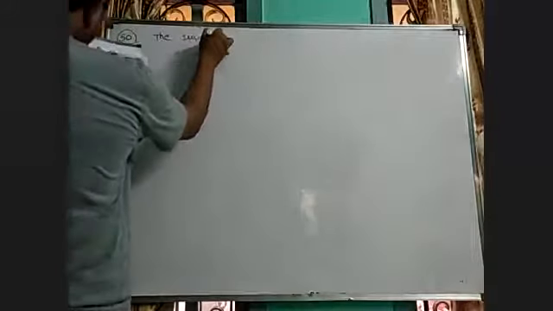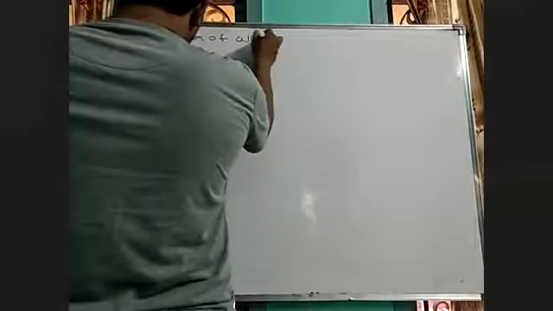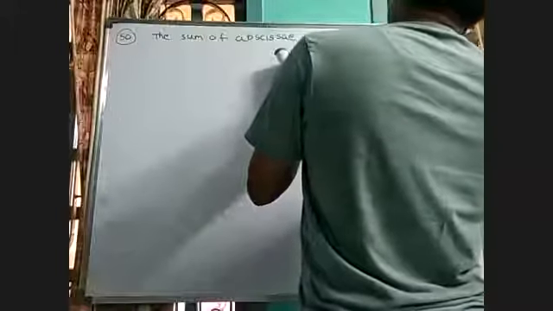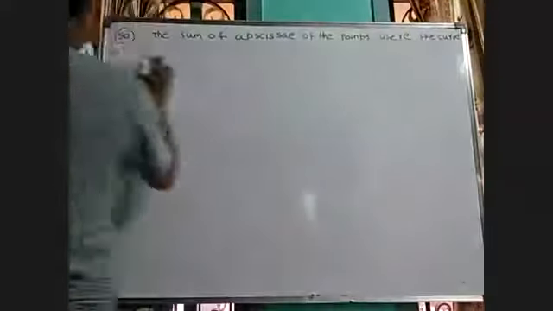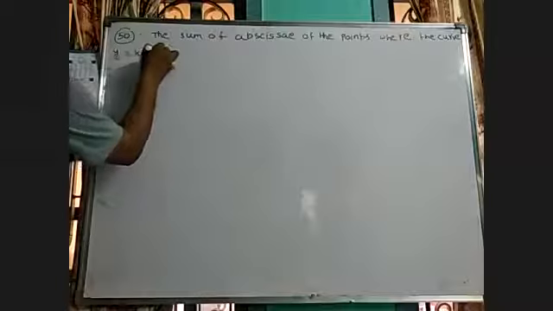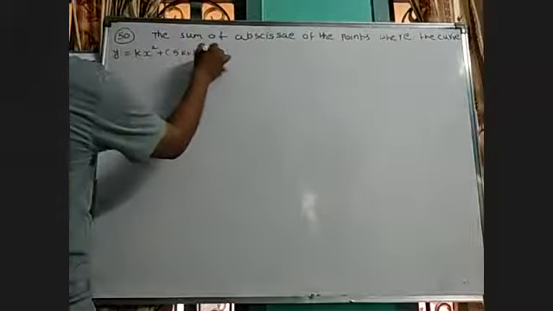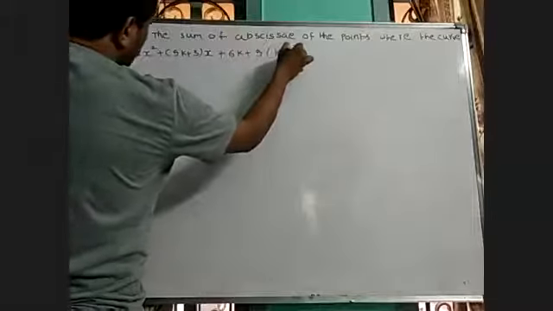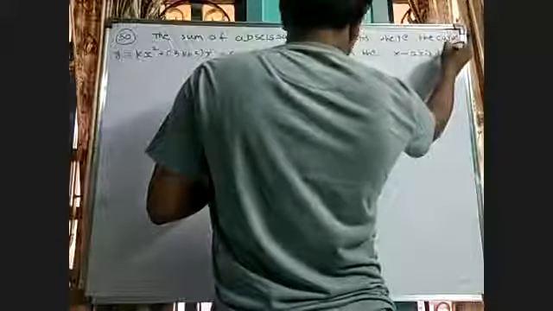Question number 15. The sum of the abscissa of the points where the curve y equals kx square plus (5k plus 3)x plus 6k plus 5, k belongs to R, touches the x axis is equal to.